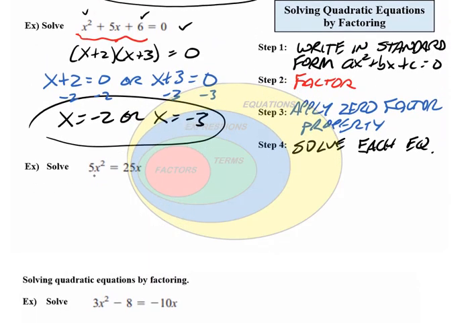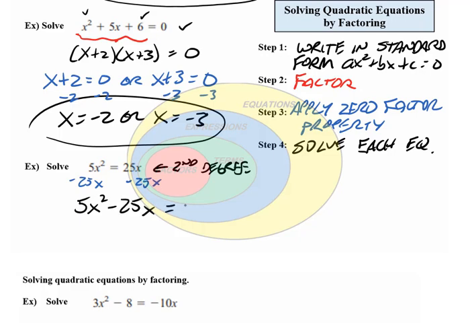We want to solve 5x squared equals 25x. So this is second degree. So the first thing we want to do is write in standard form. So you notice the terms are on both sides. So I'm going to subtract 25x on both sides, and I end up with 5x squared minus 25x equaling 0. So now it's in standard form.